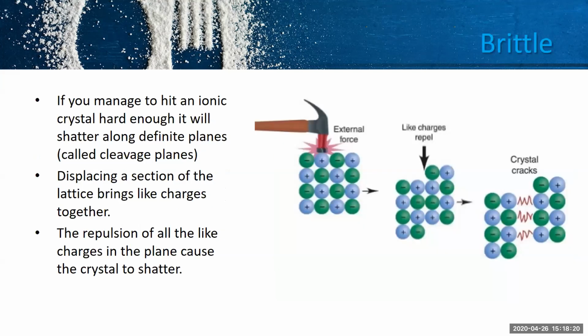Even though they're hard, they are brittle. Brittle just means that when you hit them, they shatter into pieces. And when you do hit an ionic crystal hard enough, and we're talking pretty hard here, most ionic crystals, if it's a well-formed crystal, you wouldn't be able to crush it in your fingers. But if you were able to apply enough force, you could actually shatter it. And what we find is they shatter along definite flat surfaces, and they're called cleavage planes. And there's a very good reason for that.